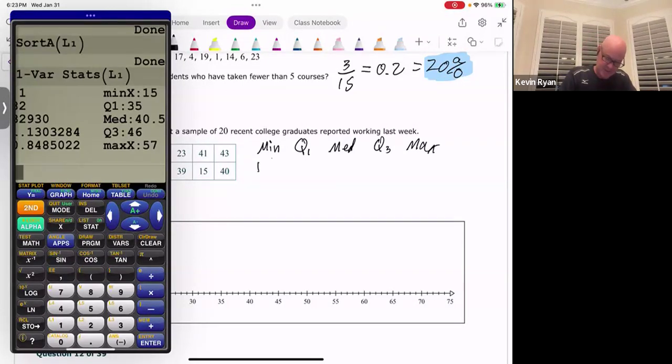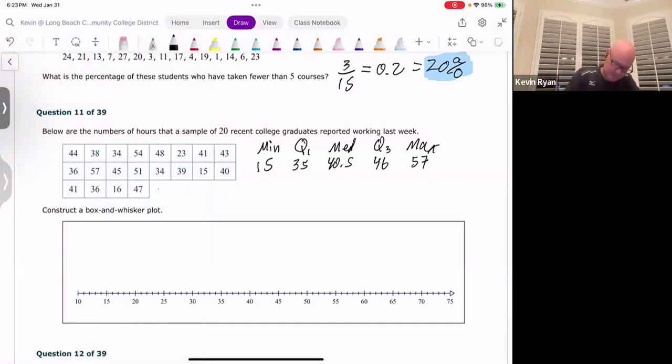Minimum in this case is 15, 35, 40.5, 46, and 57. All right, I also need to find my IQR. If you recall, that's Q3 minus Q1. Which is 11.